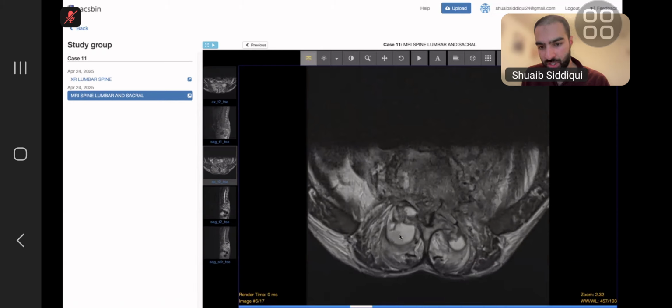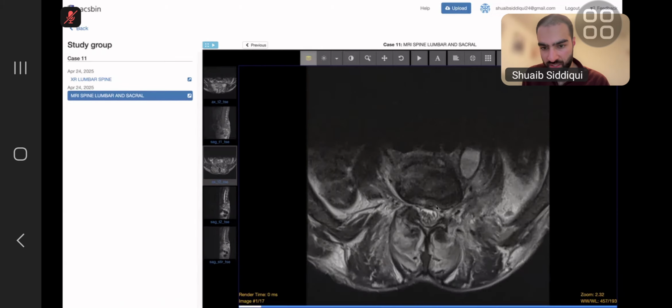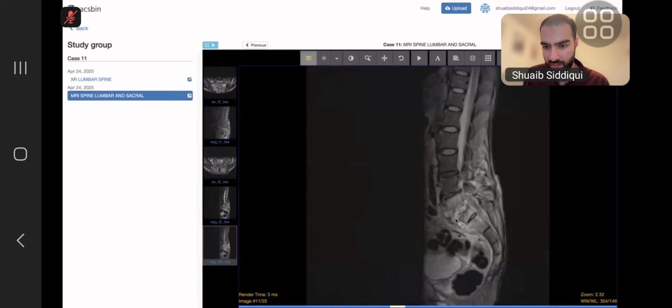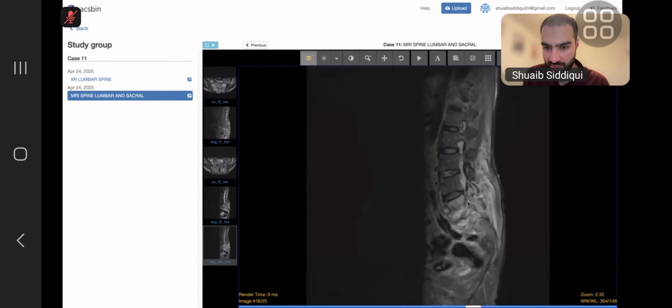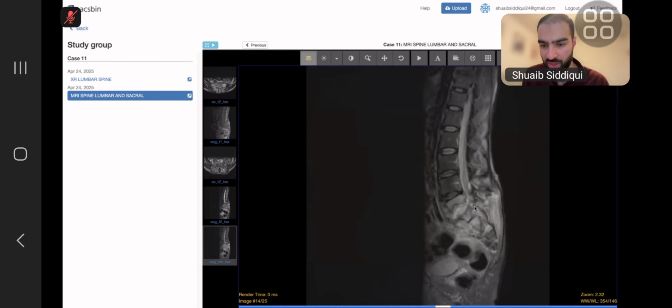Okay. And then there's extension of the infective process into the paraspinal musculature, as we saw. Yeah, so this is a case of spondylodiscitis with paraspinal abscess and likely paravertebral abscess as well with cauda-equina compression. This needs urgent neurosurgical intervention. Good.